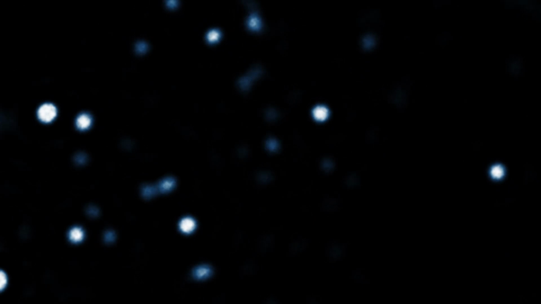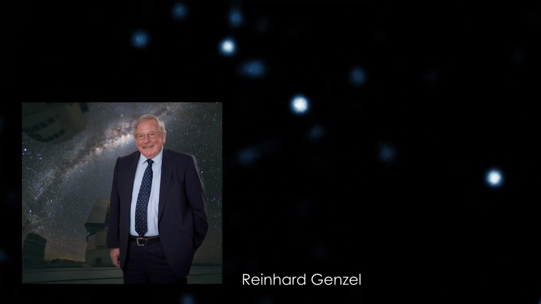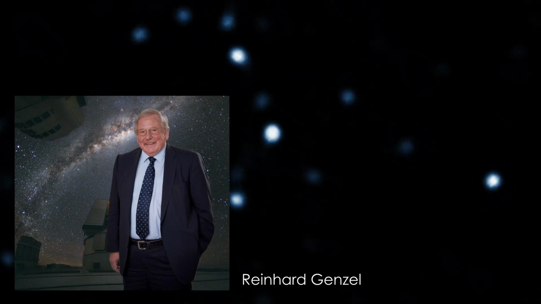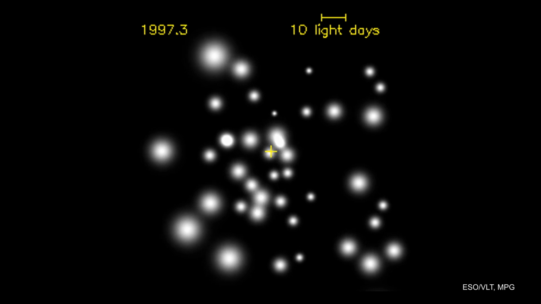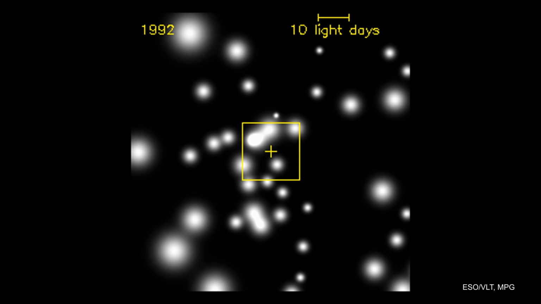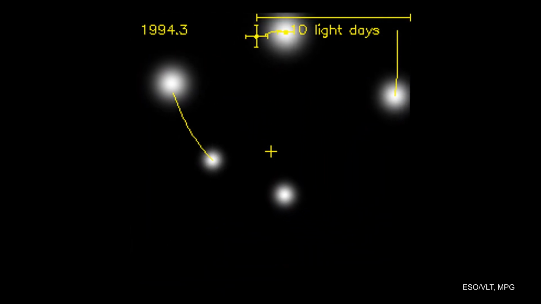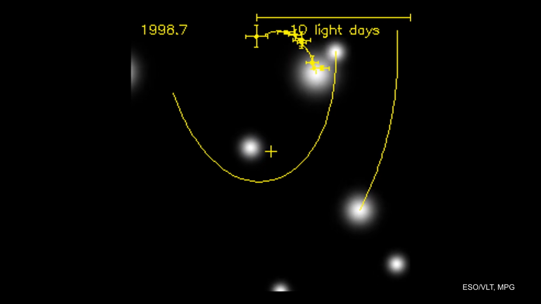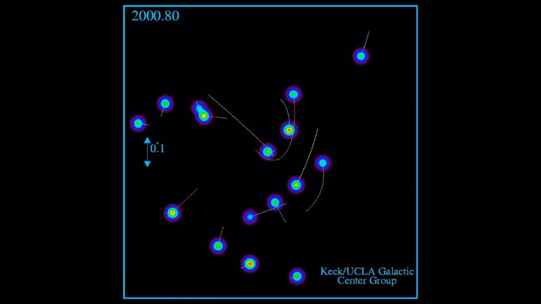Since 1995, the research team around Reinhard Genzel of the Max Planck Institute for Extraterrestrial Physics has been using the VLT to observe a star called S2. In 2002, this star approached the central object to within 17 light hours, or around 18 billion kilometers. During their observations, the researchers were able to detect a sudden turnaround of the star, which has a mass of 15 solar masses.